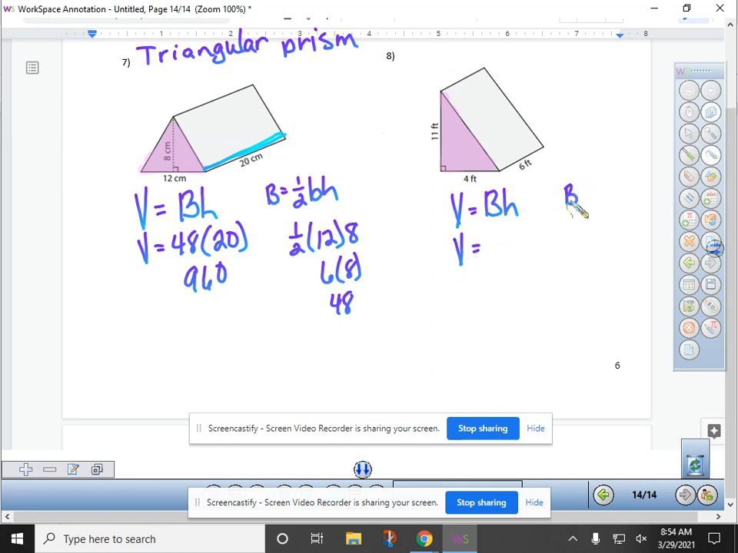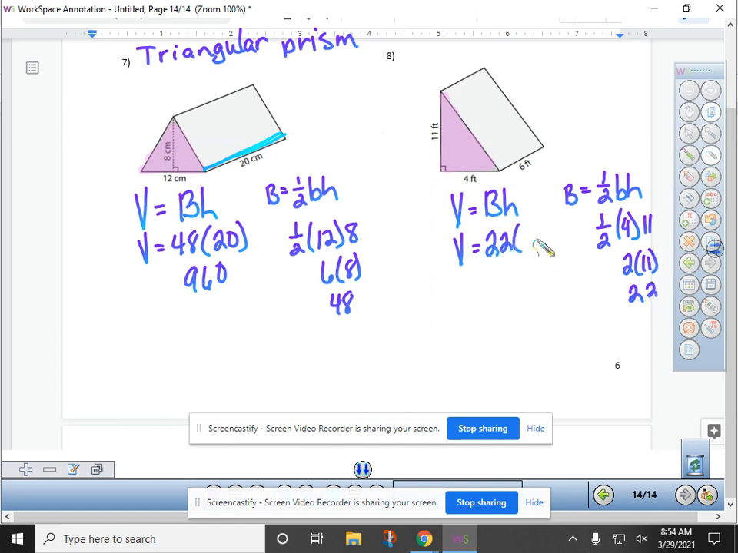And what is the shape of the base? The triangle. What is the formula for the area of a triangle? B equals 1/2 base times height. What is the base of the triangle? 4. What is the height? What is half of 4? And 2 times 11? So the area of the base is 22.